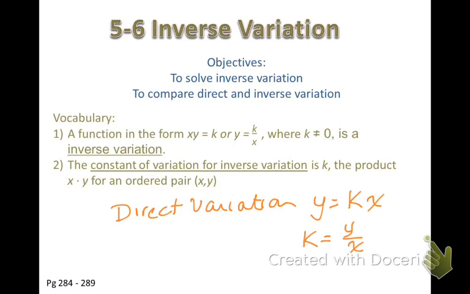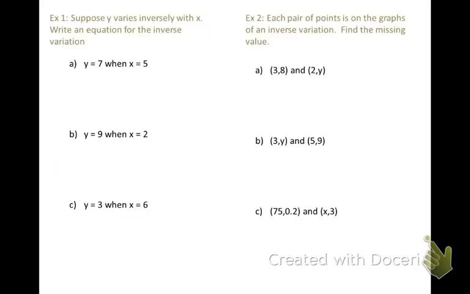Now, the constant of the variation, again, the constant is the number that remains the same, and that would be k, the product of x times y for an ordered pair. And let's discuss it. Suppose y varies. Remember, for your inverse variation, it would go x times y equals k.